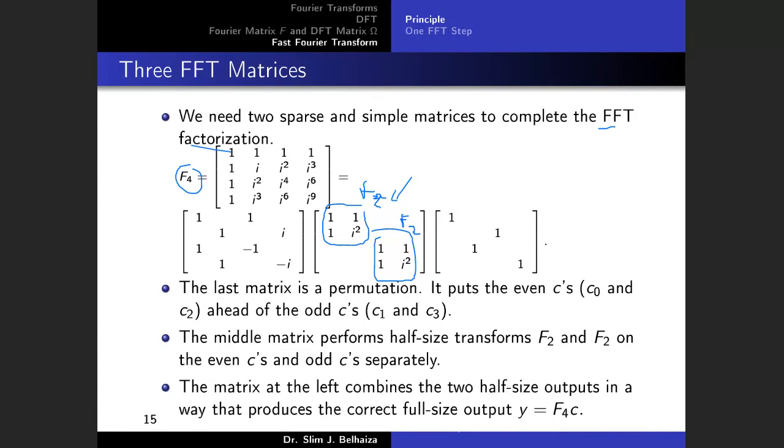Now, I'll detail what we are bringing in front, on the right and on the left. The last matrix is what we call a permutation matrix. In fact, it puts the even coefficients, c0 and c2, ahead. Then the odd c's in the last rows, c1 and c3. So this is for the right matrix, or the last matrix. The middle matrix performs half-size transforms, F2 and F2, as you've seen between. You have F2 and F2, and the even c's and odd c's separately. So when you multiply by F2, you multiply the even and the odds separately. The matrix at the left now combines the two half-size outputs in a way that produces the correct full-size output, which we can call y equals F4 c.